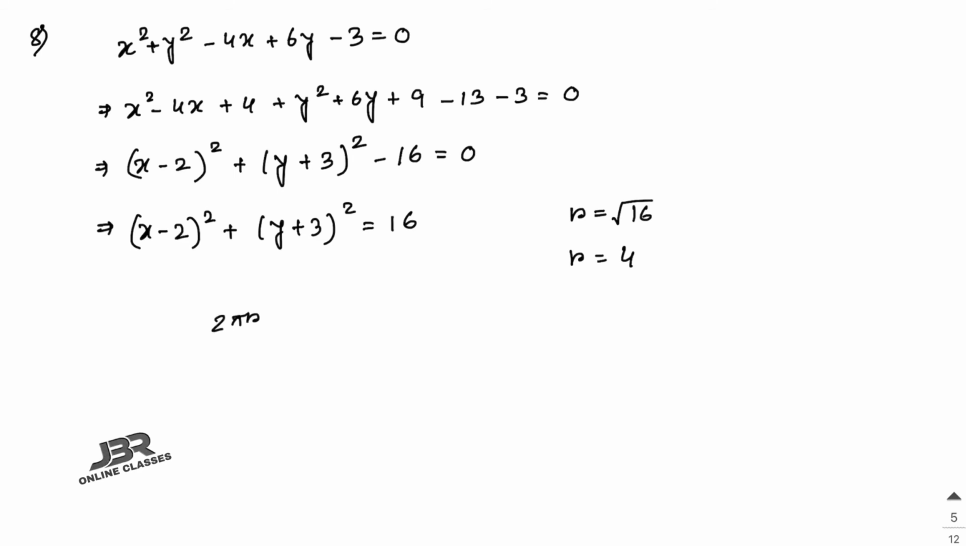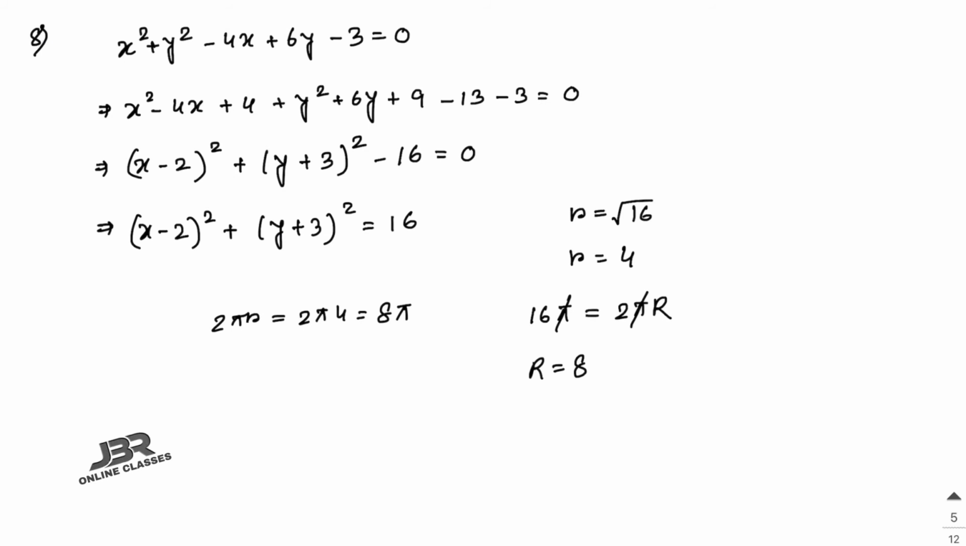So 2 pi r equal to 2 pi times 4, that means 8 pi. Is it clear? Now the circumference of the required circle is double of this one, so the circumference of the required circle is 16 pi. So 16 pi equal to 2 pi capital R, where capital R is the radius of the required circle. So pi cancel out, R equal to 8.